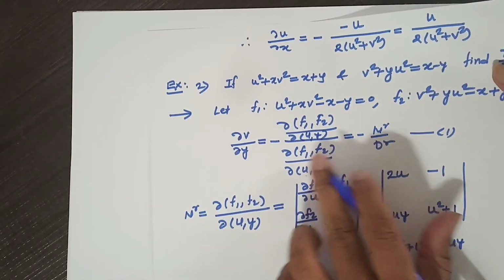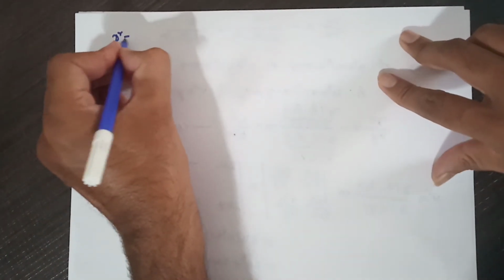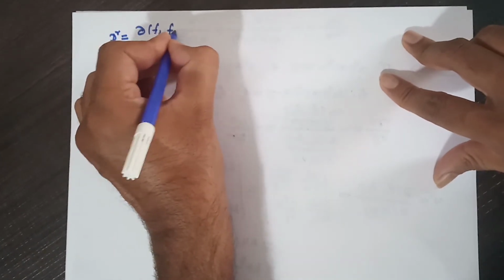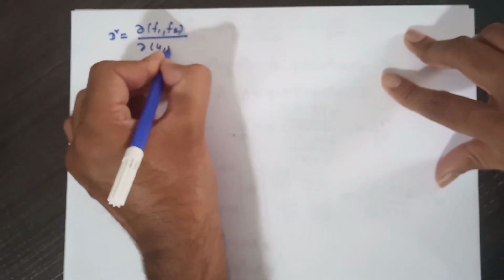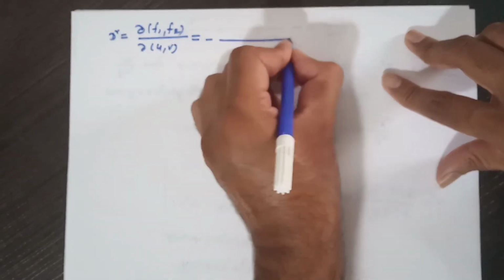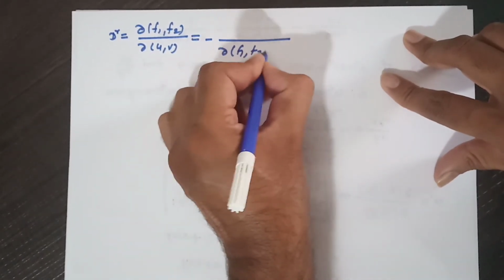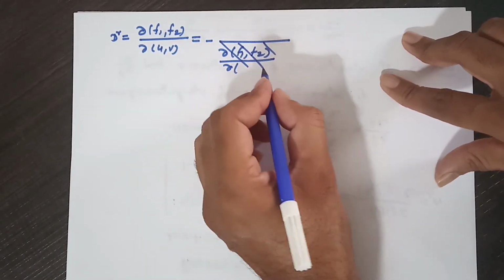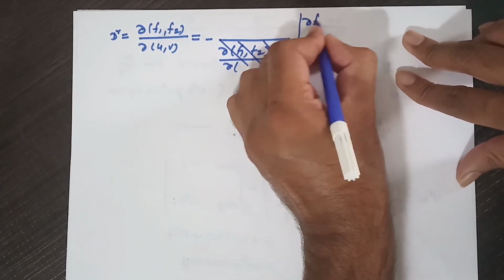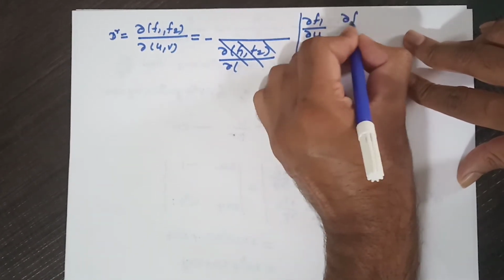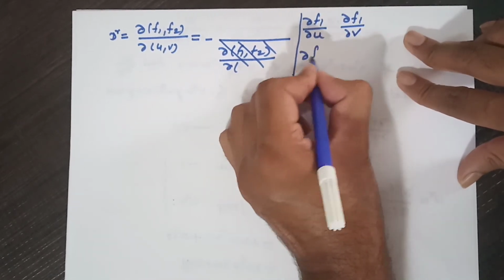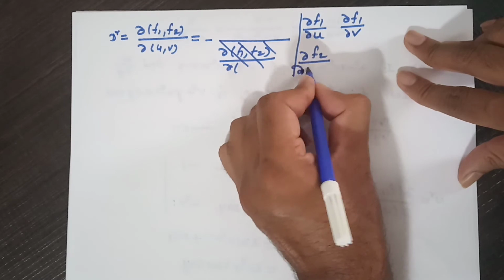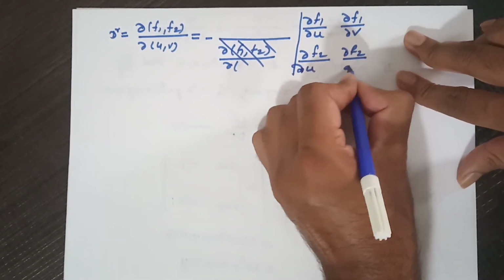Also find the denominator. What is the denominator? The Jacobian of f1, f2 with respect to u, v. It is actually the determinant with f1 with respect to u, f1 with respect to v, f2 with respect to u, and f2 with respect to v.